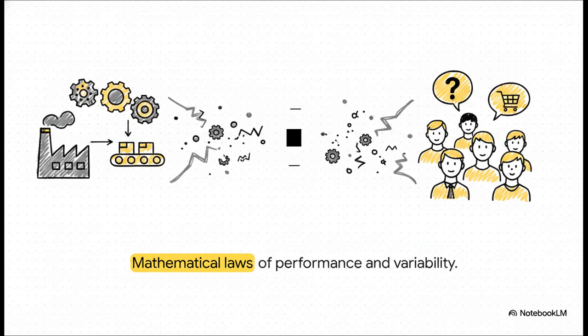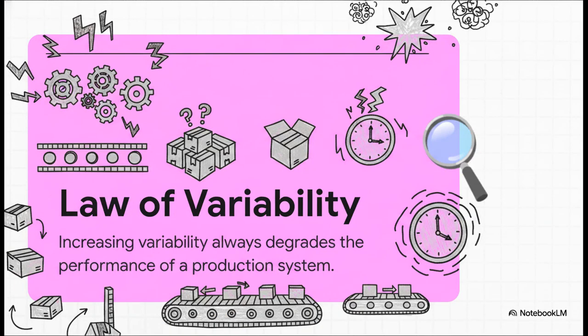These mathematical laws prove a rather harsh reality for us. Whenever there is a lack of perfect synchronization between what your customer demands and what your factory's transformation process can output, chaos ensues. It's randomness, not just a lack of effort, that is dictating your physical outcomes. And this brings us to what is arguably the most unforgiving critical law in all of operations, the law of variability. It states very plainly that increasing variability will always degrade the performance of a production system.